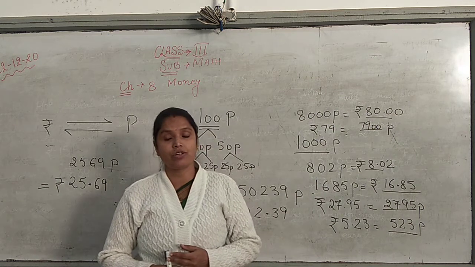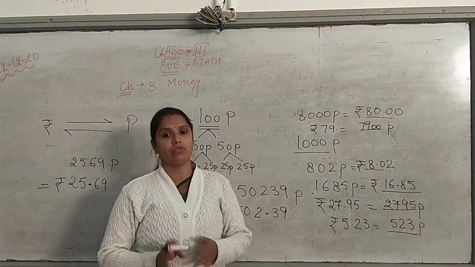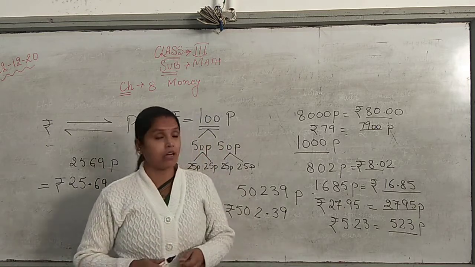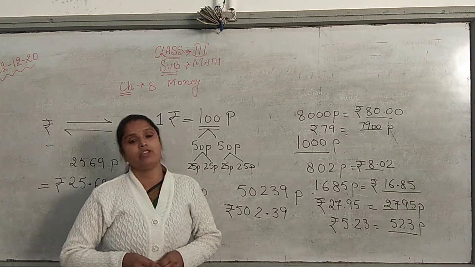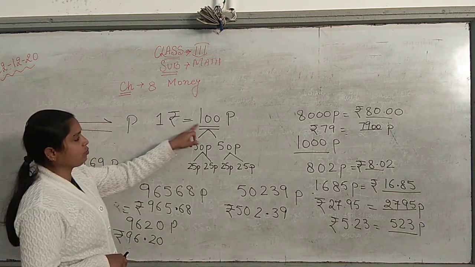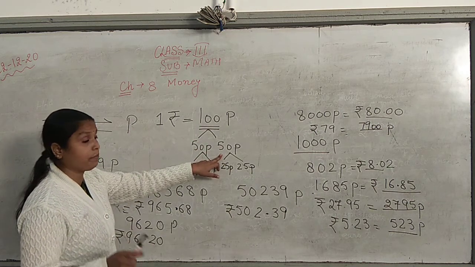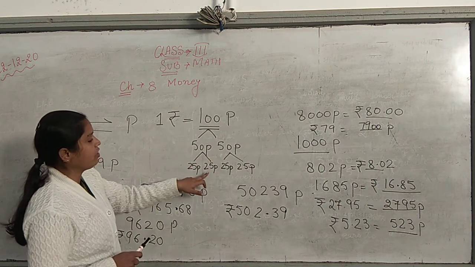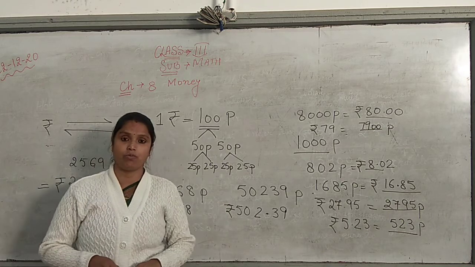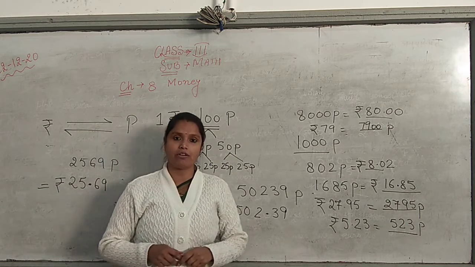So this is what we have done today. What have we done today, children? We have learned how to change rupees into paise and paise into rupees. So this is how you will be doing it. You can write down the questions of this exercise 8A in your notebook with neat and clean handwriting. Before that, you will be writing this: 1 rupee is equal to 100 paise. This you will be writing in your notebook. Okay, children? Do watch this video carefully and do your work.